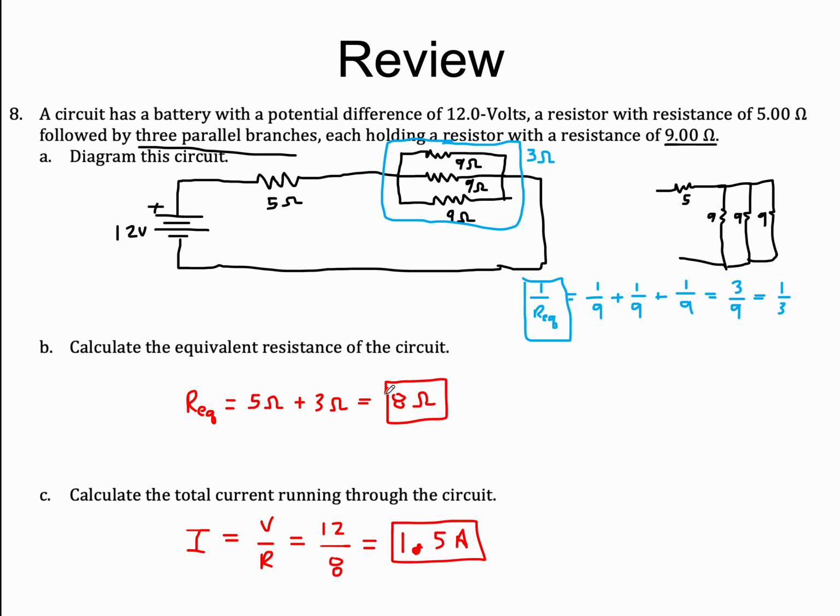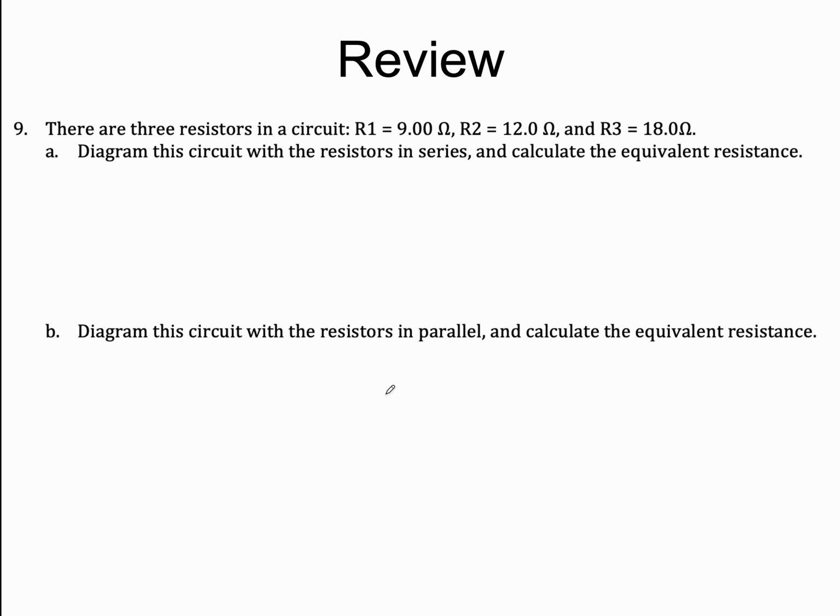I think there might be one last one in here. There are 3 resistors in a circuit. Diagram this circuit with the resistors in series and calculate the total equivalent resistance. And then diagram this circuit with the resistors in parallel and calculate the equivalent resistance. Your choice on this one, for those of you in class, this one is our last one to do together.